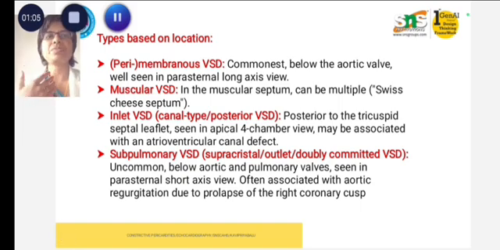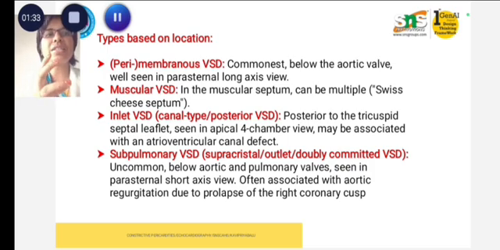There are types of ventricular septal defects: perimembranous VSD, muscular VSD, inlet VSD, and subpulmonary VSD. Perimembranous VSD is present below the aortic valve. It is well seen in the parasternal long axis window. Inlet VSD is posterior to the tricuspid valve, below the septal leaflet, and is seen in the 4-chamber window. Subpulmonary VSD is below the aortic and pulmonary valves.